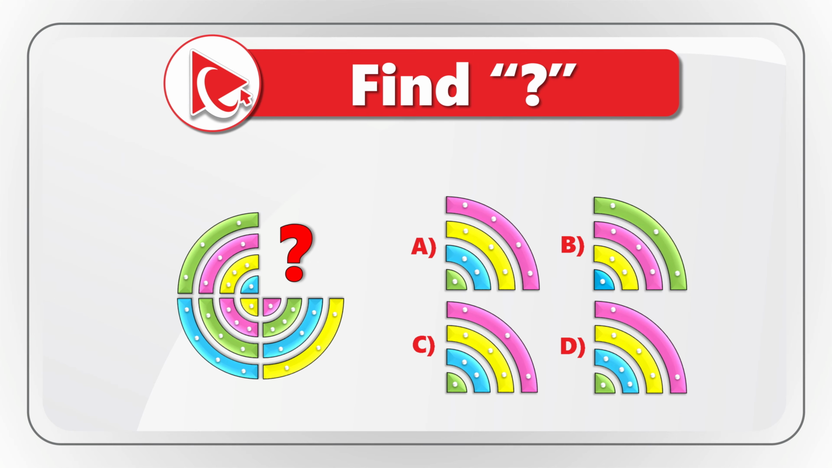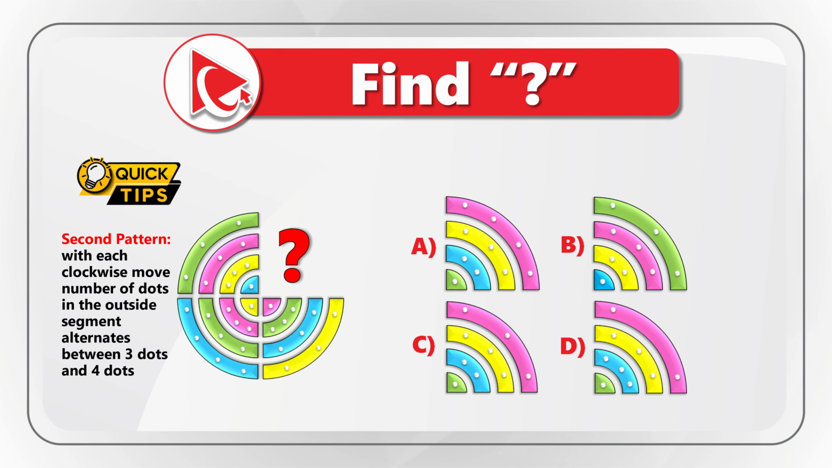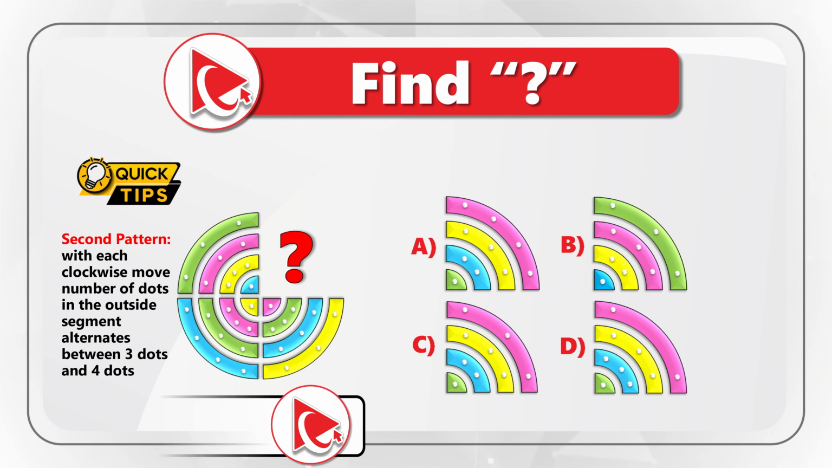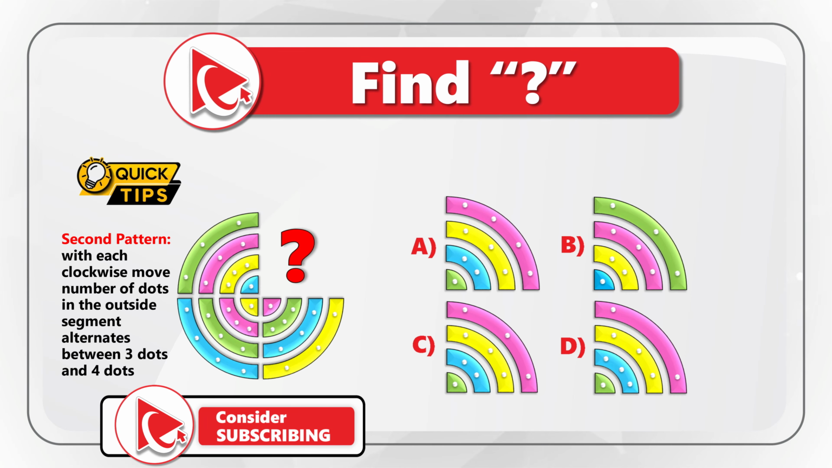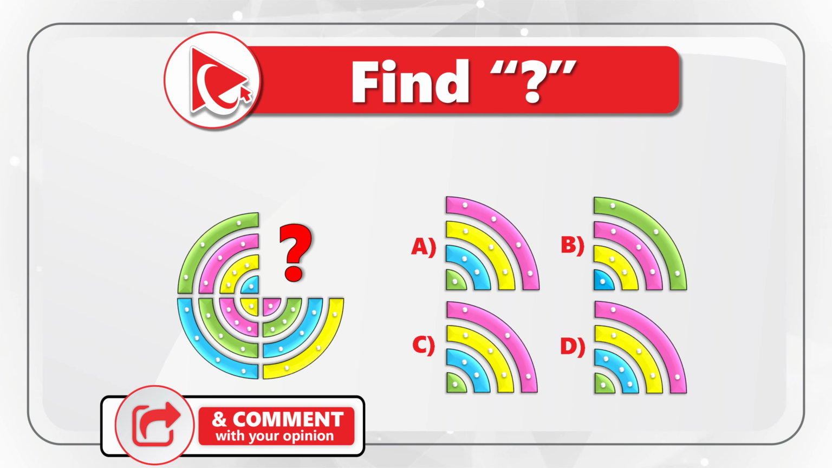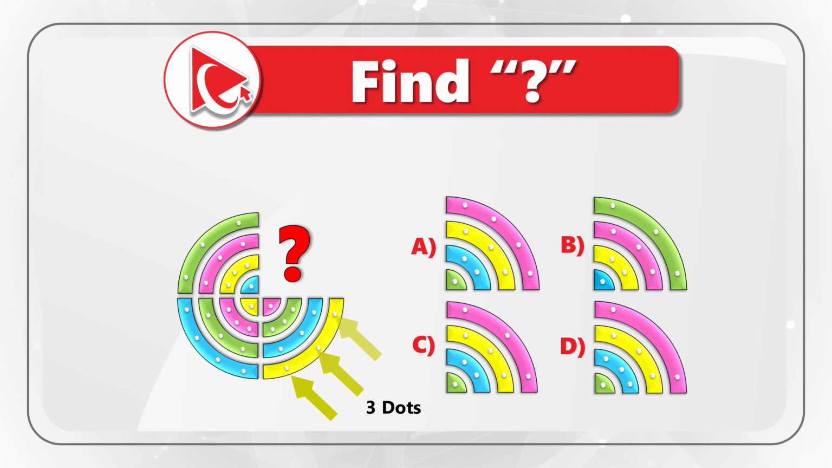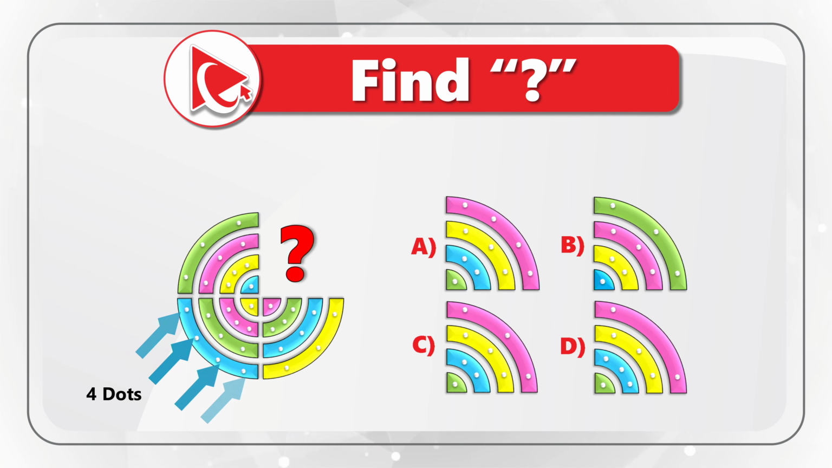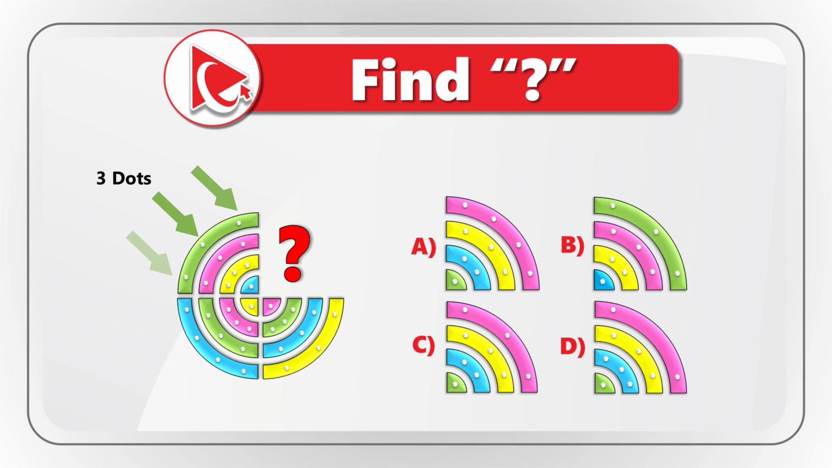But color moving to the outside is not the only pattern here. The second pattern is that with each clockwise move, number of dots in each section alternates between 3 and 4, but only on the most outside segments. Let's take a close look. If you look at the yellow segment at 5 o'clock, you see that there are 3 dots. Then we move at the 7 o'clock segment, and you see that the blue one has 4 dots. Next one, green segment, has 3 dots again, which means that the missing section should have 4 dots.